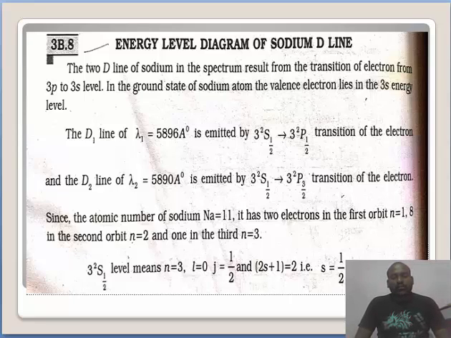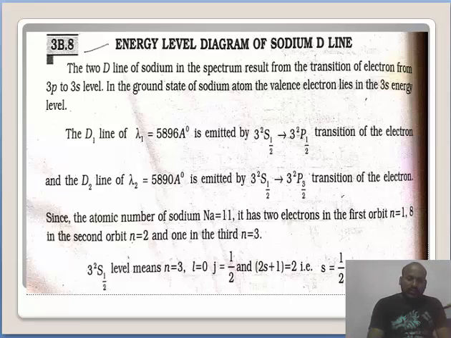The atomic number of sodium, you all know, is 11. When you write the electron configuration, 1s², 2s², like that, in the last level you get only one electron, that is single. N is the principal quantum number, L is the orbital quantum number, and S is the spin quantum number. There are quantum numbers like these.